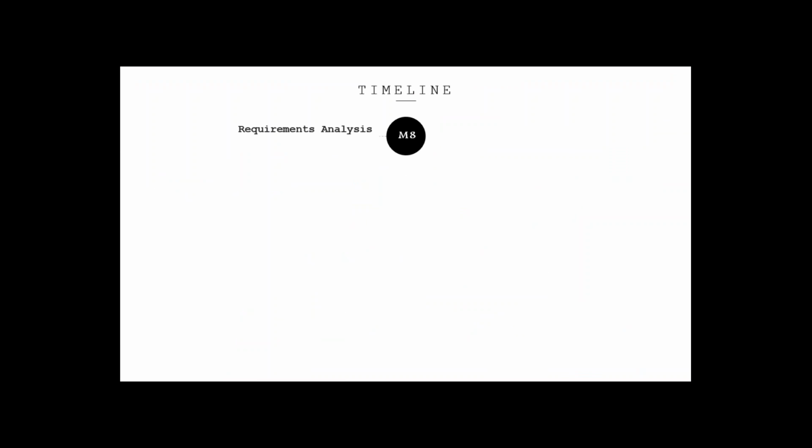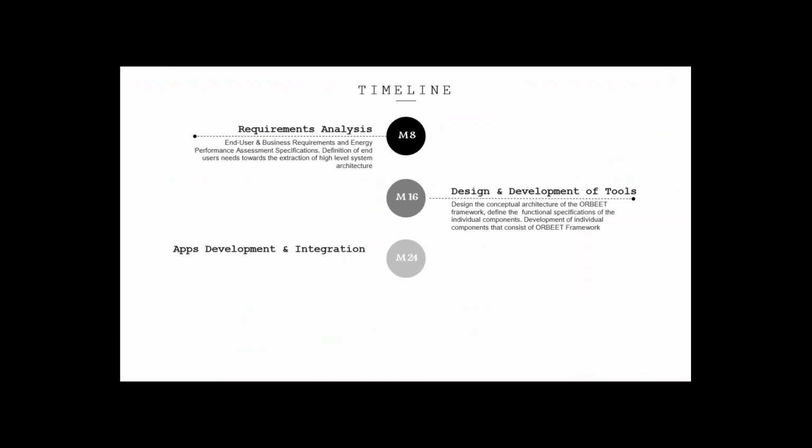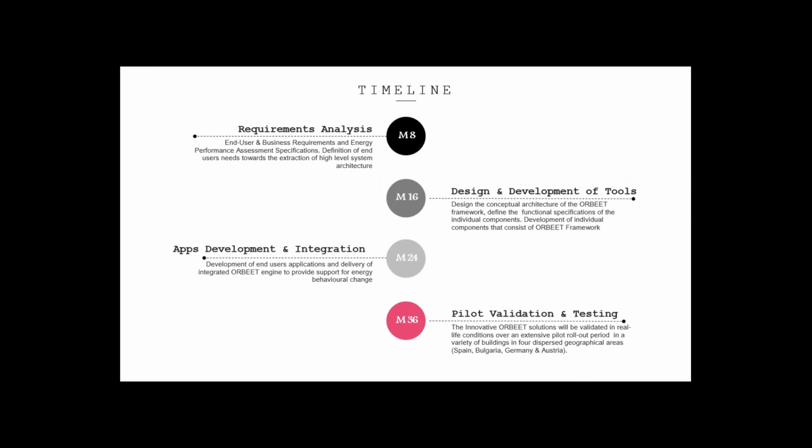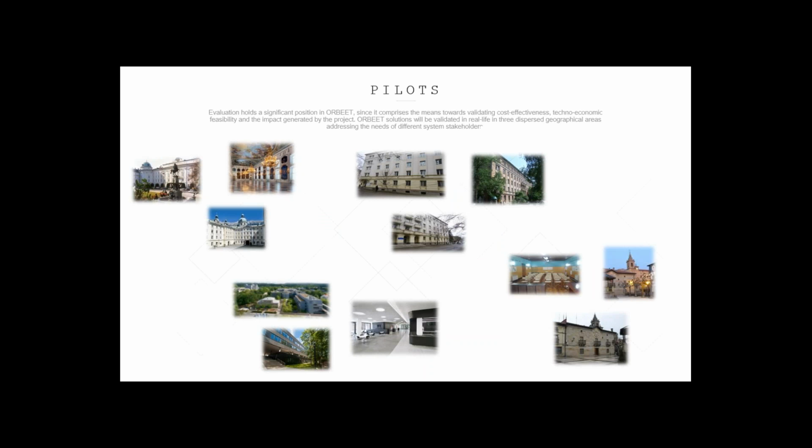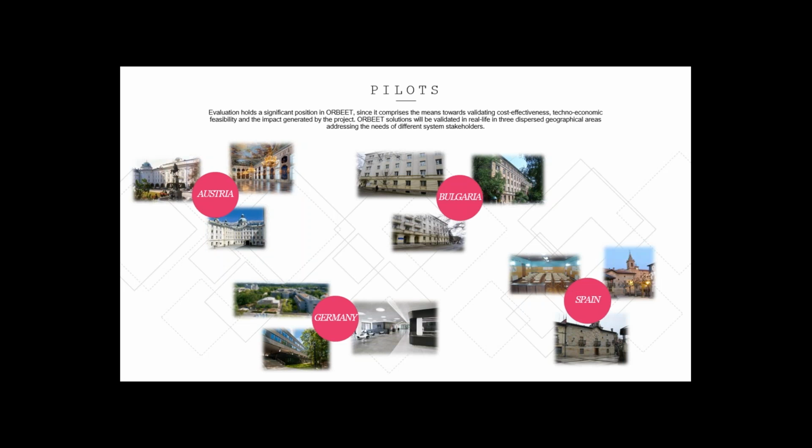We have followed the typical methodology of requirements definition, specification analysis and design, development of the tool, and further pilot validation and testing. We are now in the third year of the project, so we are in the middle of pilot validation and testing. We have developed the integrated framework of OrbEEt, and now we are in the process of evaluating the overall framework at the 4 different pilot sites of the project. So we have buildings in Austria, Germany, Bulgaria, and Spain. Different types of buildings.